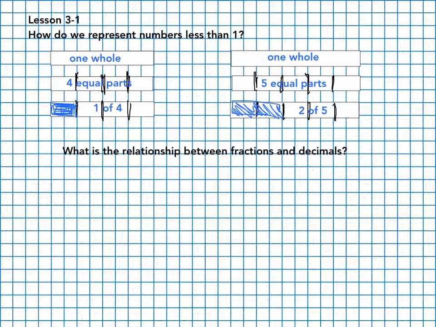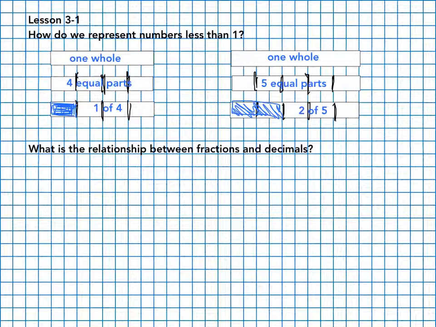As a matter of fact, I actually put two of the answers to that question right in the second question. What is the relationship between fractions and decimals? That's what we're going to look at, and that's how we're going to spend the next week and a half, when we look at lesson 3 and beyond. We're going to be looking at fractions and decimals.